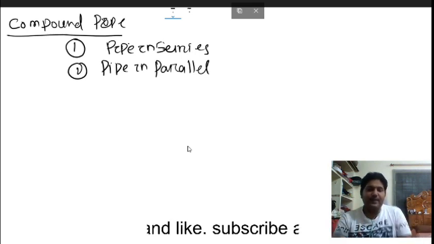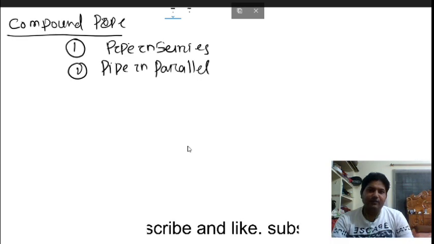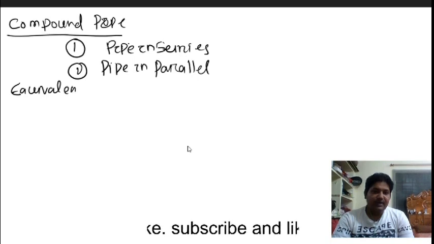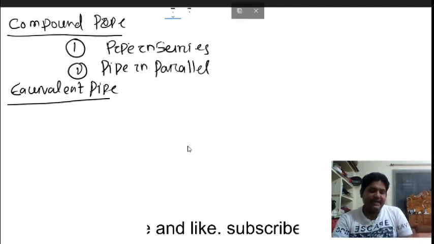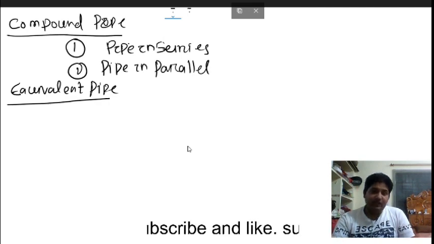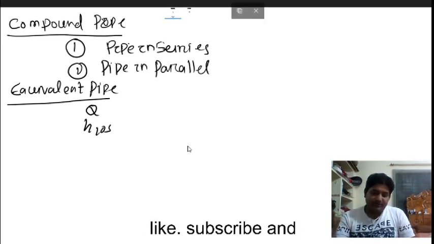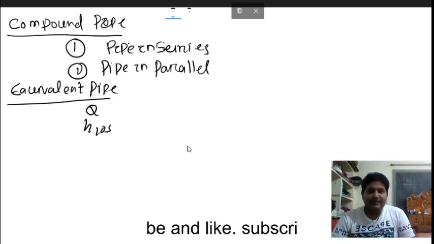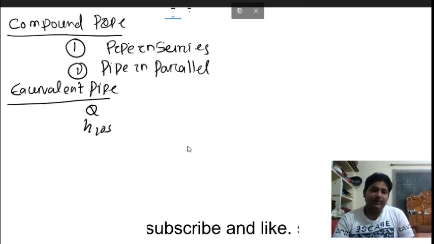Now we have to find out the relationship between this compound pipe and an equivalent pipe. What do you mean by equivalent pipe? An equivalent pipe is a single pipe of certain length and diameter in which the discharge and head loss will be the same as that of the compound pipe. That is called an equivalent pipe.